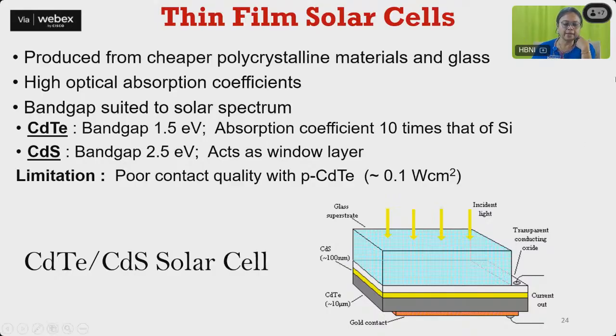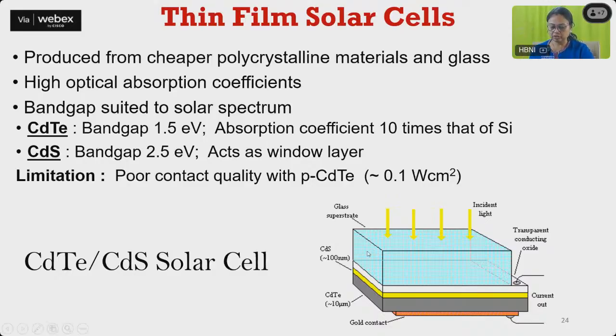And the band gap is suited to the solar spectrum. Whatever the solar spectrum is, we can change the band gap of this material, or we can select those materials whose band gap matches that of the solar spectrum. But limitations are there, because when you are using cadmium telluride or cadmium selenide, the longevity and the robustness of these thin films are important because you will be using them outdoors.